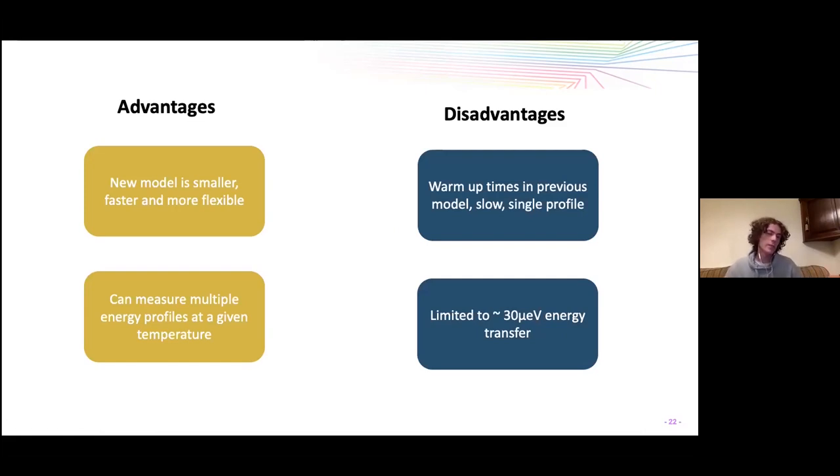To summarize this part, you've got a new model of the linear Doppler motor, which is smaller, faster and more flexible. It has the different velocity profiles you can use, and you can measure multiple energy profiles at a given temperature. The disadvantage, especially with the older models, is that you have a really long warm-up time, it's slow, and you've only got one velocity profile. Another disadvantage is that you're limited to only 30 microelectron volts as an energy transfer. This is because the Doppler drive itself can't move faster than 4.5 meters per second. It's a limitation on the actual apparatus. There are ways around this, but I think it was a bit beyond the scope of the talk.